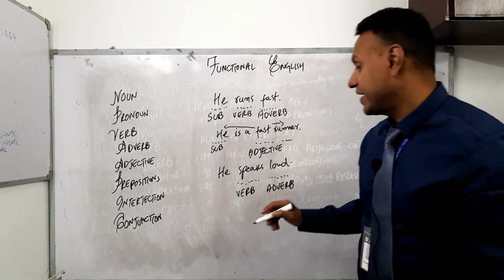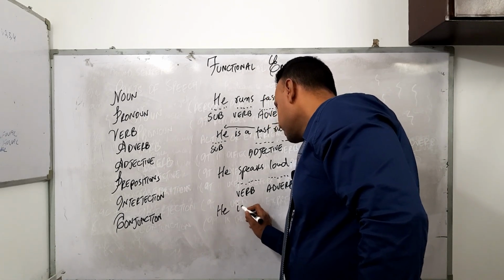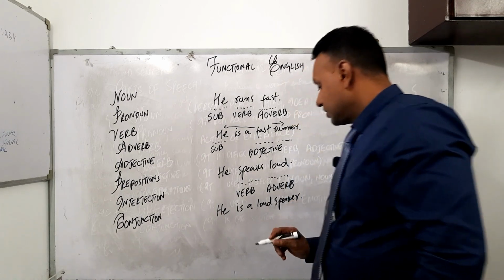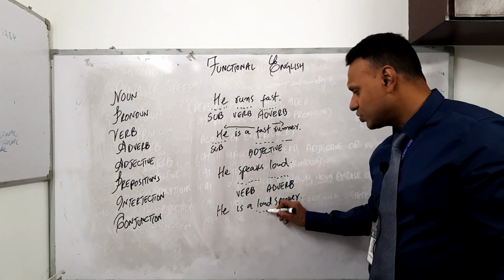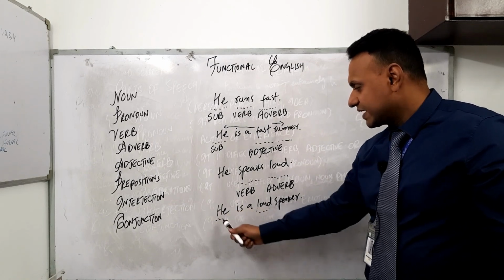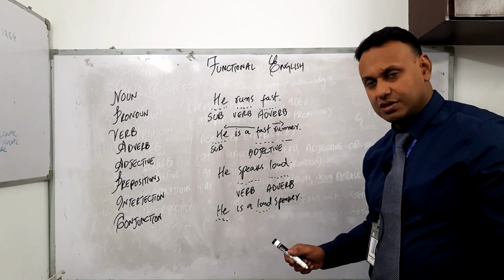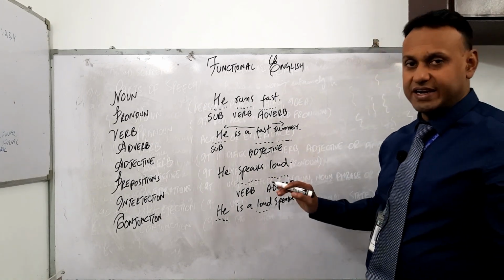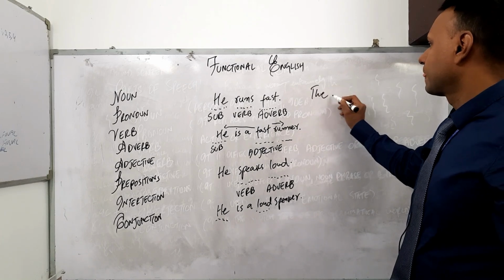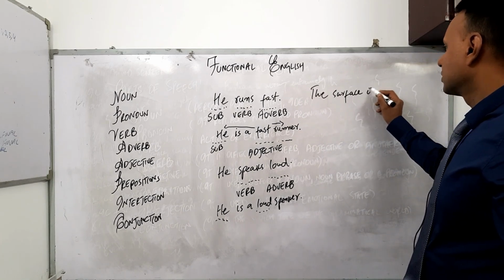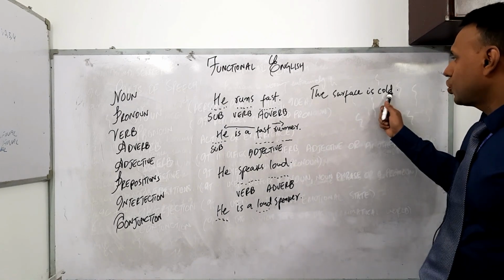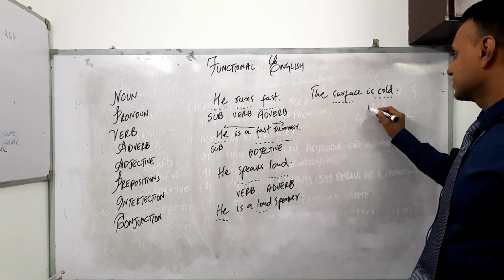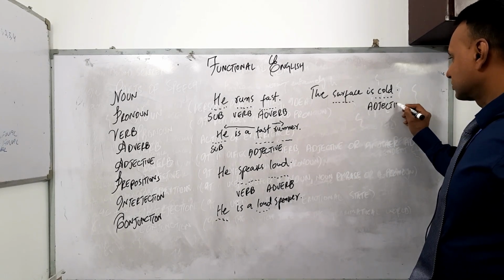But if I was to write this differently: he is a loud speaker. Now if you look at the sentence, this word loud is describing the characteristics or the qualities of the subject here. That's why this is an adjective here. That's the difference between the adverb and the adjective, and it can go with the surface as well. The surface is cold. Now this cold is explaining the surface here, and that's the adjective for the surface.